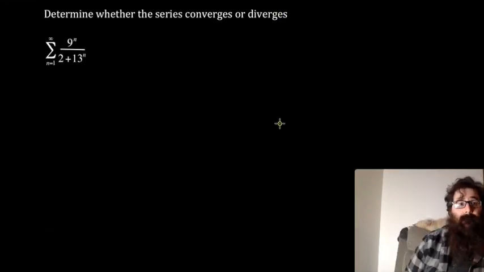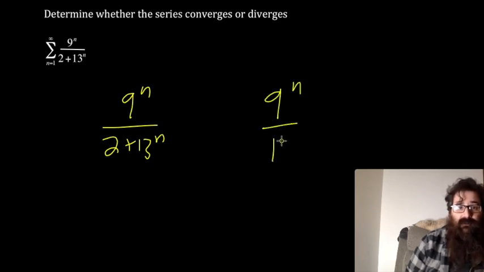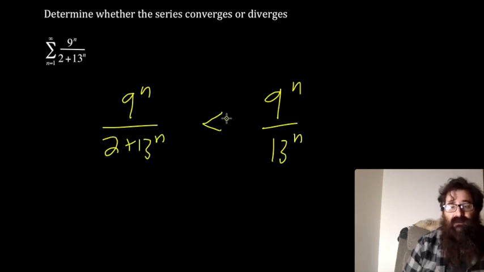Let's see one more. So here I have the sum from n equals 1 to infinity of 9 to the n over 2 plus 13 to the n. Let me just pop it out for a bit. And I'm going to get rid of this 2 that I'm adding. It's a quick move that I can make, and I should be able to compare these. Bigger denominator, smaller fraction. And you can always plug in values to help out. But once we get that inequality, we're good.